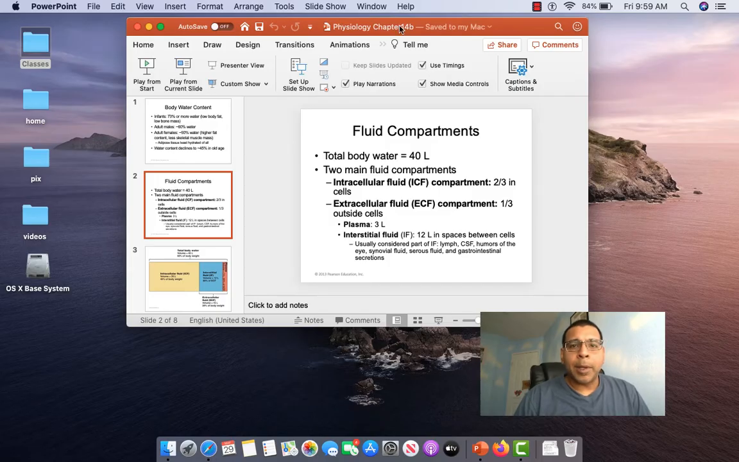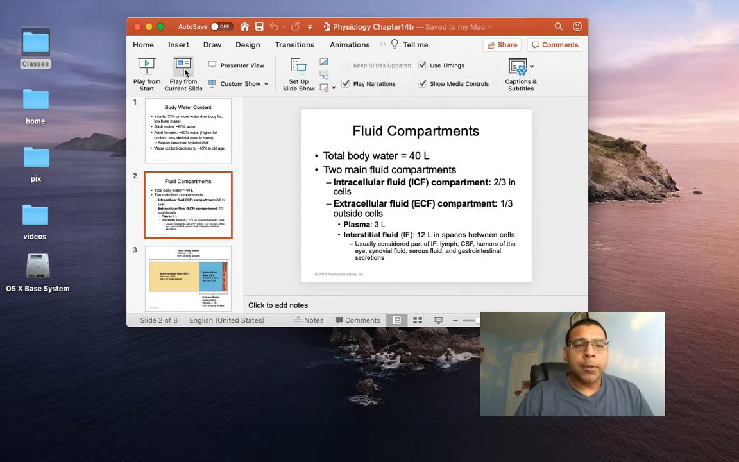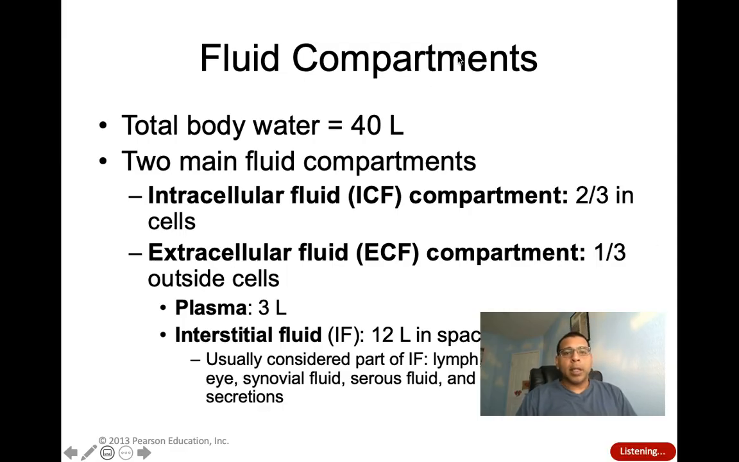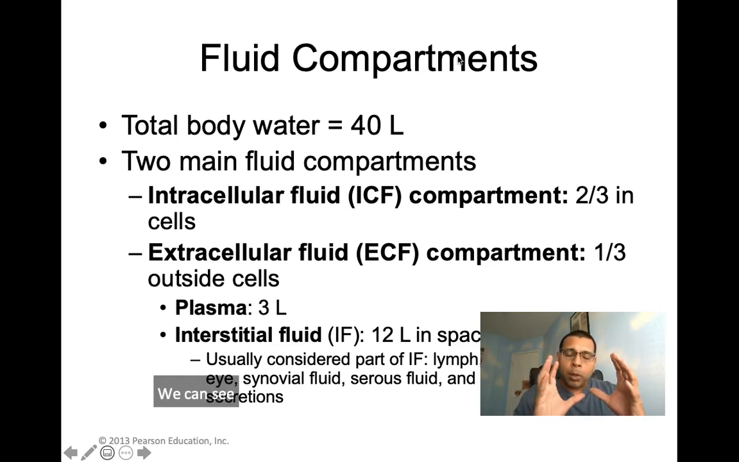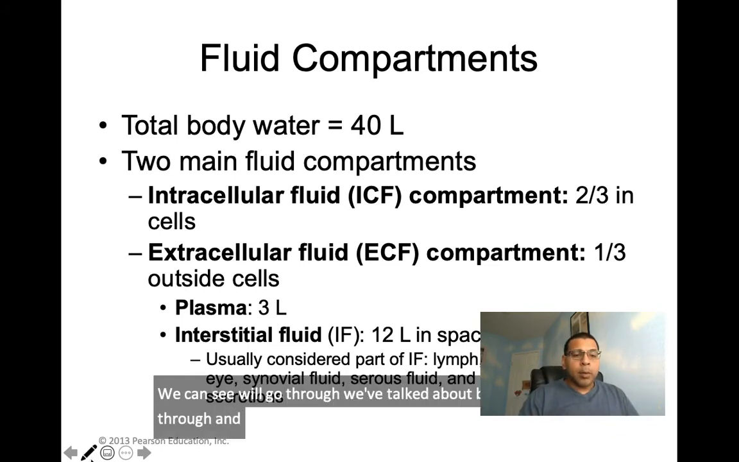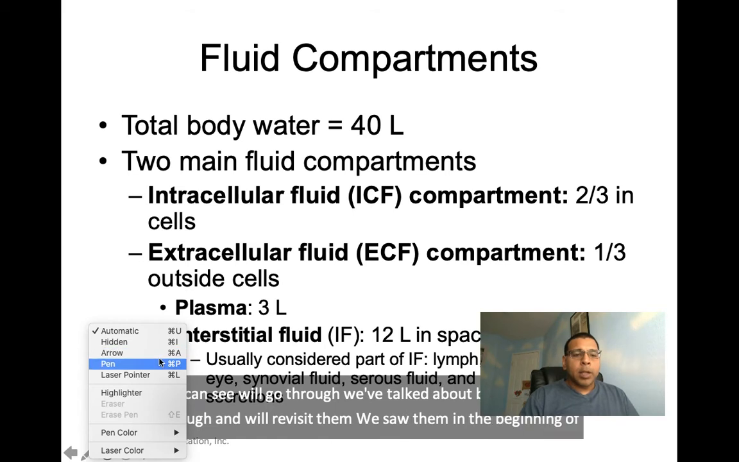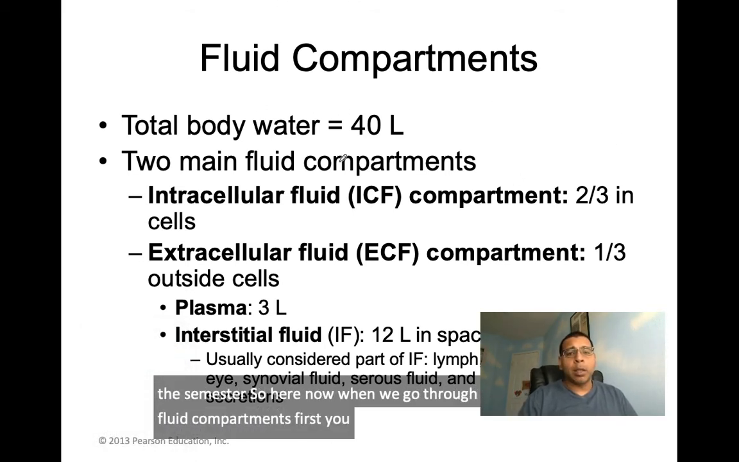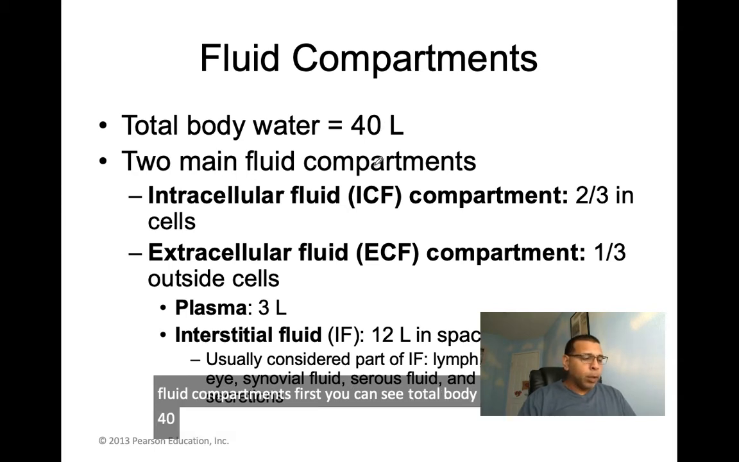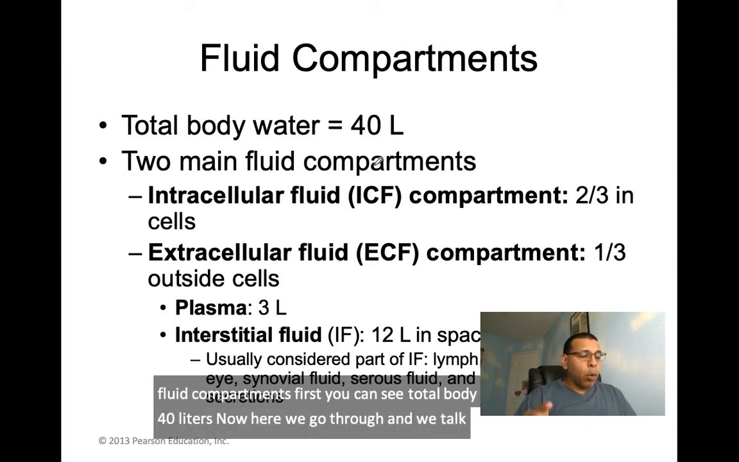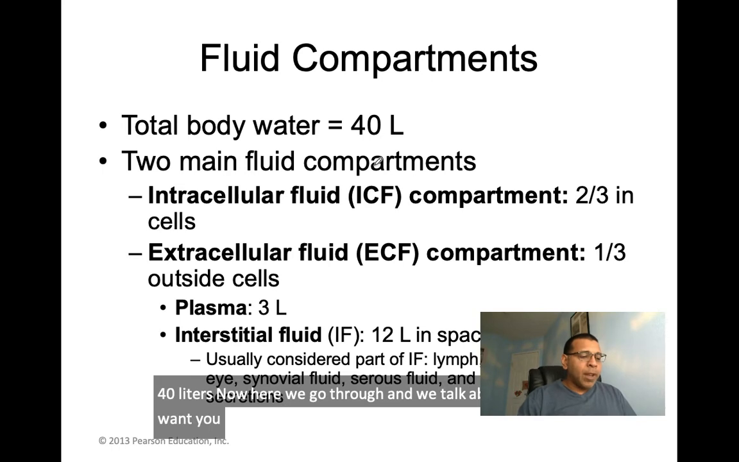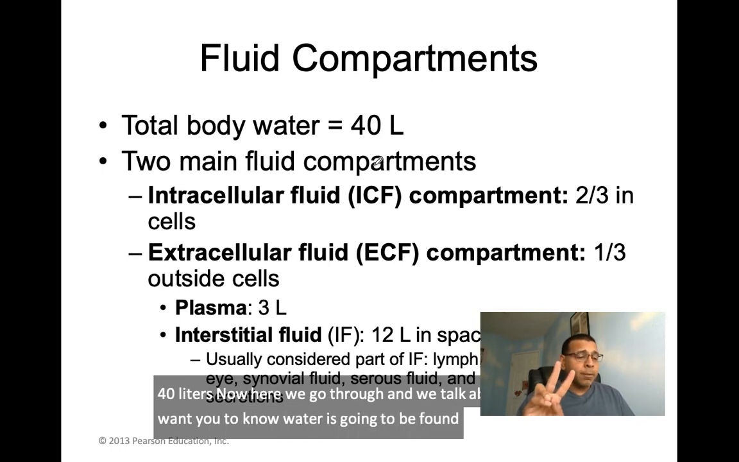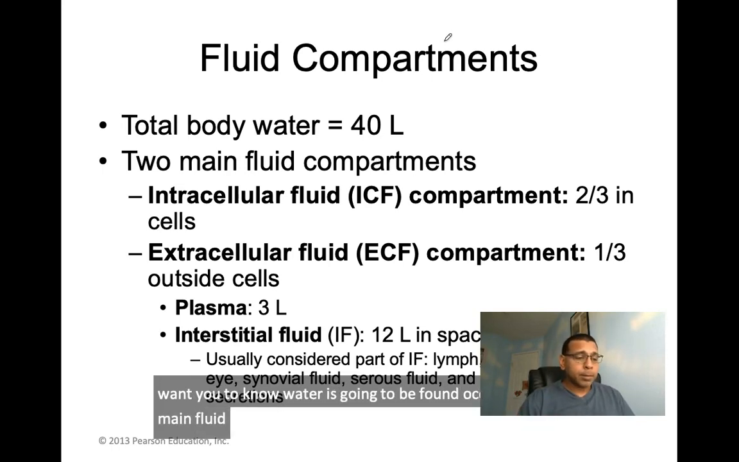Right, next, then we have fluid compartments. We've talked about them before, and we'll revisit them. We saw them in the beginning of the semester. So now when we talk about fluid compartments, first you can see total body water is about 40 liters. I want you to know water is going to be found occupying two main fluid compartments within the body.